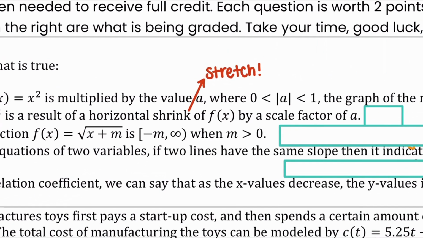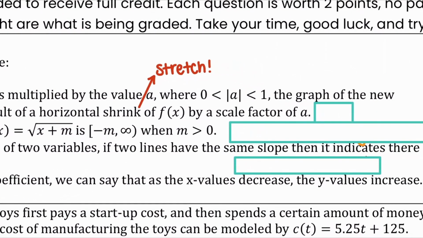And so when we have a horizontal stretch or shrink, regardless of if it's a stretch or shrink, the scale factor that we apply is not going to be a itself, but rather always going to be the reciprocal, 1 over a. So this part right here is also problematic.